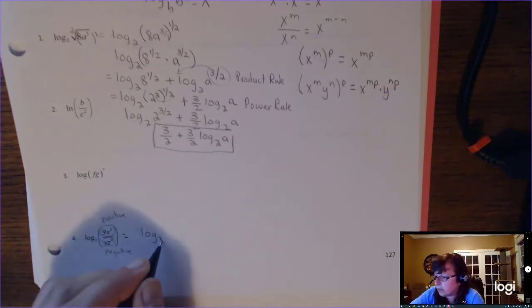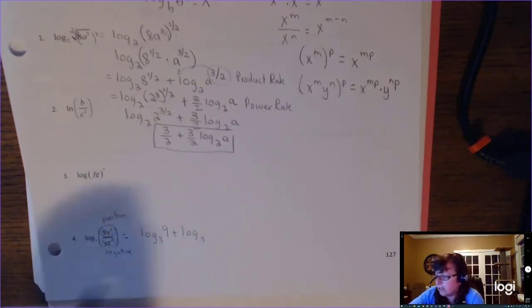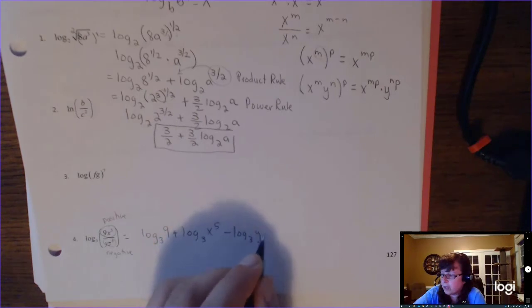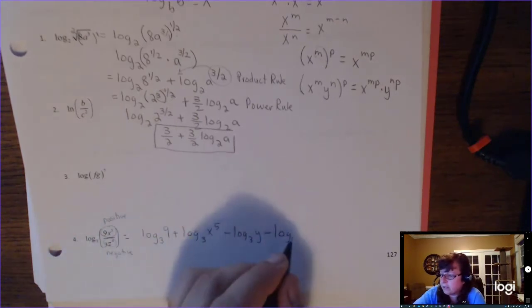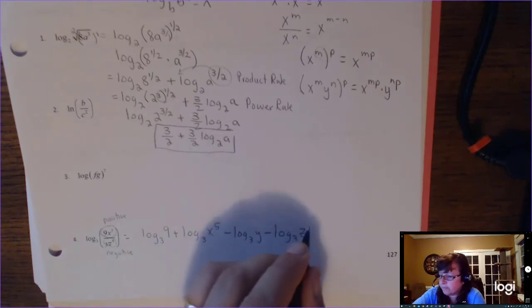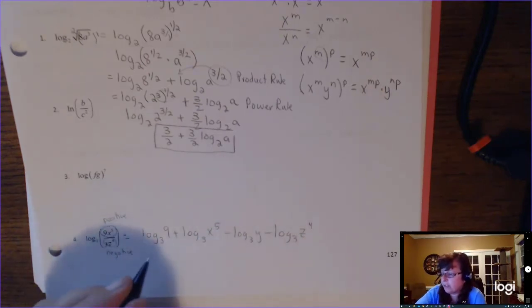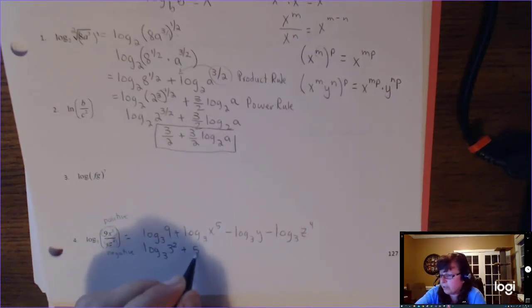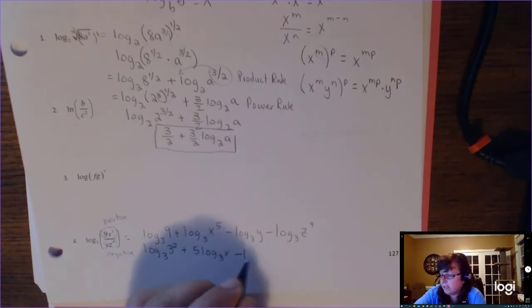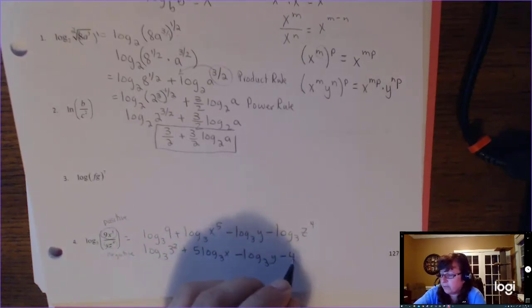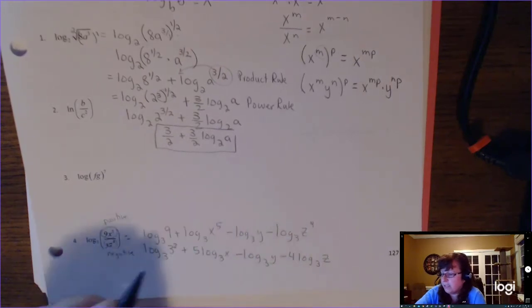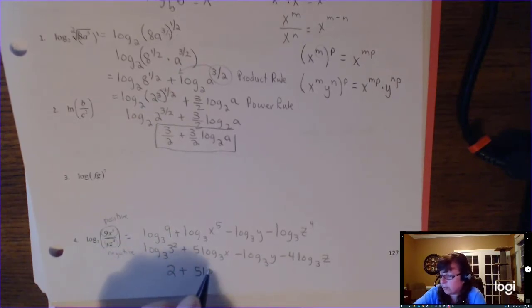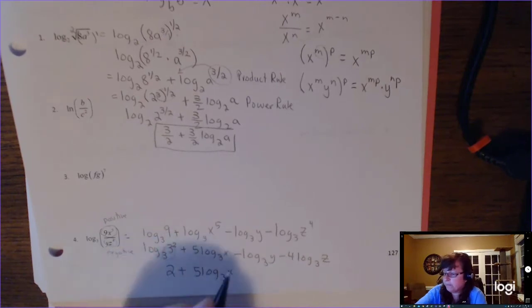So this is a combo product quotient rule. This would be the log base 3 of 9 plus the log base 3 of x to the 5th. This is in the bottom, so minus log base 3 of y minus log base 3 of z to the 4th. Okay, and now we can go further. 9 is 3 squared, isn't it? And then we can use the power rule here, so that's 5 log base 3 of x. And then use the power rule on the last one, that's 4 log base 3 of z. And then finally, the log base 3 of 3 squared is just 2. We lose the log because of that great rule. Same base rule here and here.